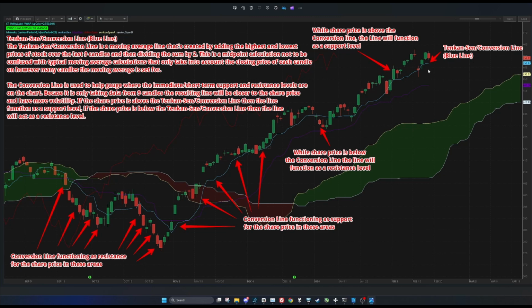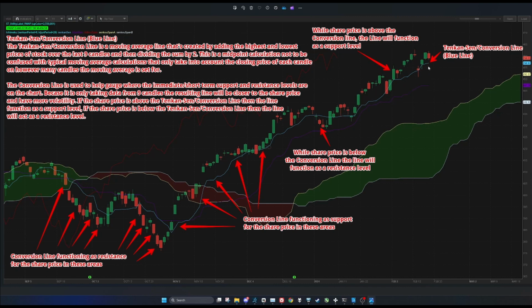So instead of a Western moving average where we only take the closing price of each candlestick, we're actually accounting for the full range of price action each candlestick has during that 9-period time frame and adding together the highest and lowest price of each of those, and then dividing by 2. So that's a midpoint calculation, as opposed to our Western calculations, which are just the simple closing price on each candle. We use more data points for this particular moving average line.